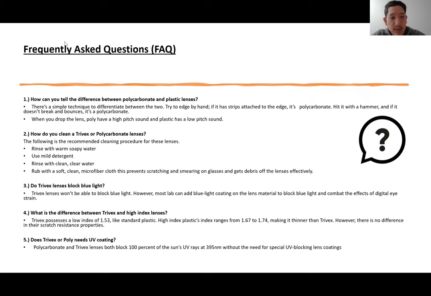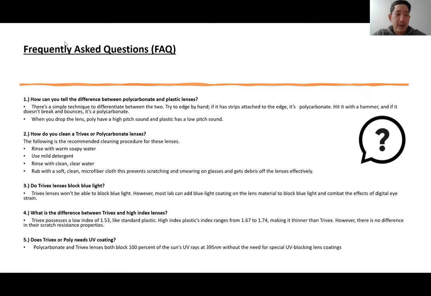We would definitely rinse with warm soapy water, always use a mild detergent, and do not use harsh chemicals like acetone or alcohol. Rinse with clean, clear water. And after that, we always have to use a clean microfiber cloth. Why? Because this will prevent scratching and smearing on glasses and gets debris off the lens effectively, right?